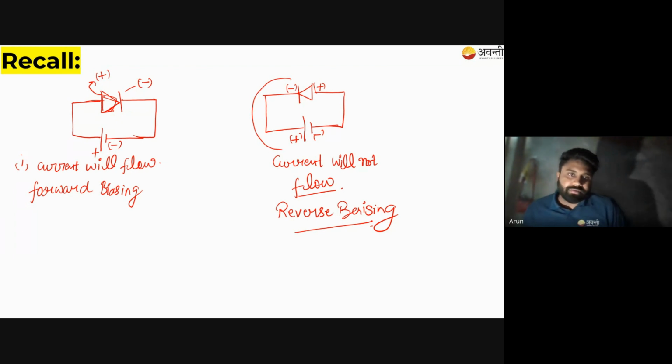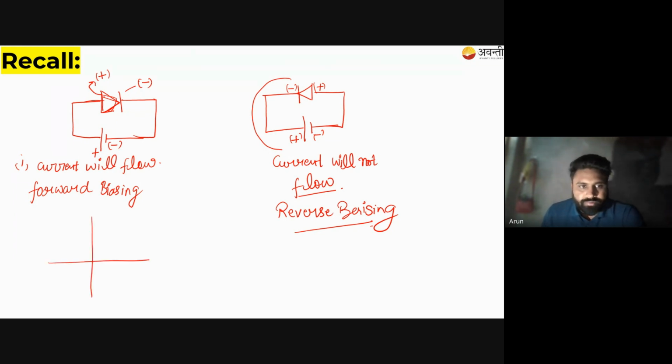One more concept that I want to tell you is the characteristics of a diode. What are the characteristics? If you draw the potential versus current graph, take the horizontal axis as voltage and the vertical axis as current. In forward biasing, if you increase the voltage slightly, the current will increase up to a certain level, which is known as the knee voltage. You have to provide this to each and every diode, so that after the knee voltage, if you increase the voltage further, the current will shoot up immediately.